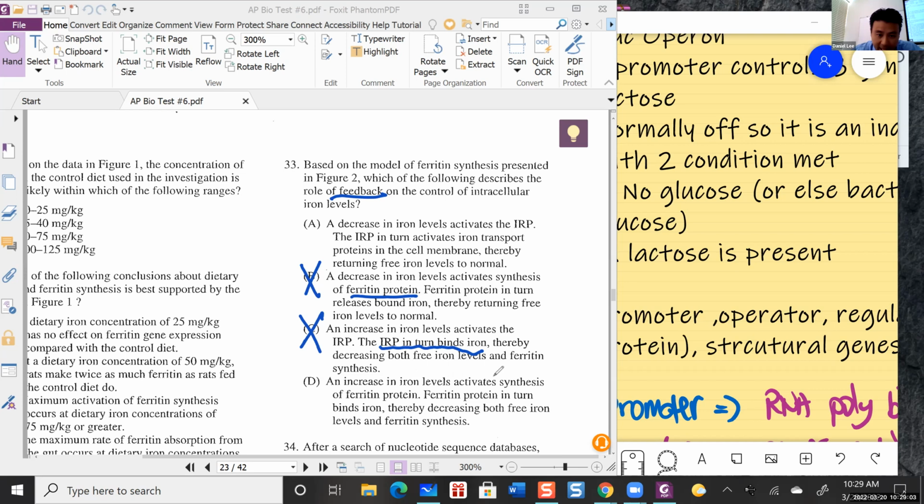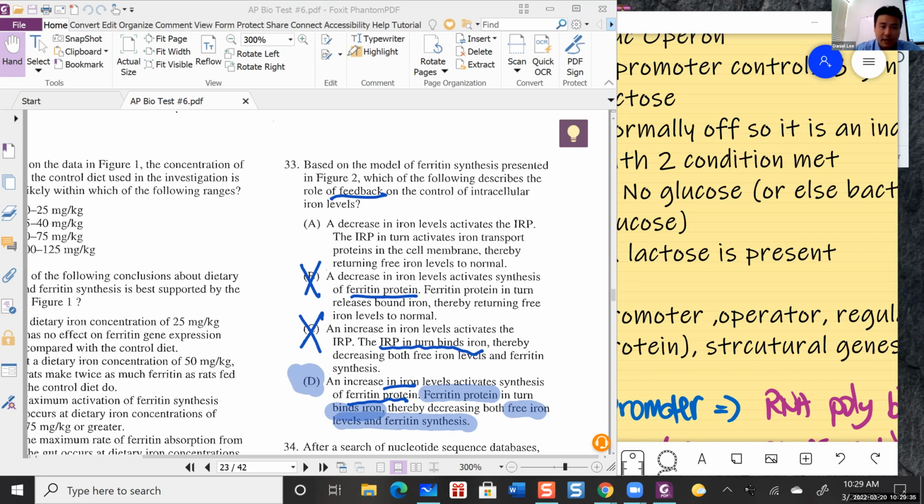Increasing iron activates the synthesis of ferritin. I like that, right? More iron, more ferritin. Ferritin protein in turn is the final product. When you do negative feedback, it always has to do with the final product. The ferritin protein binds to iron because you want to get rid of it, right? It decreases both free iron and also the level of ferritin synthesis. So again, the final product inhibits its own synthesis. That is what negative feedback is all about. So D is the best answer.